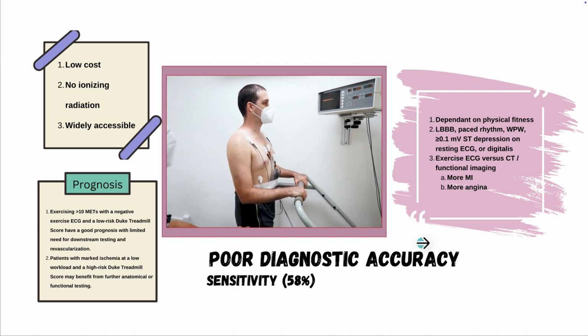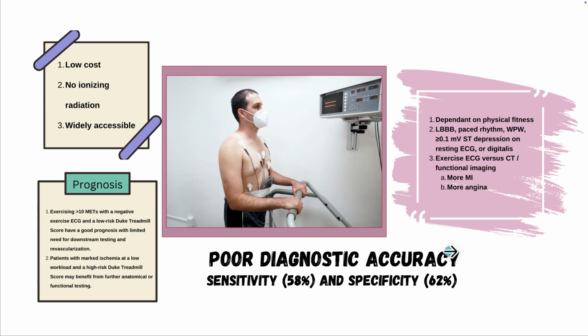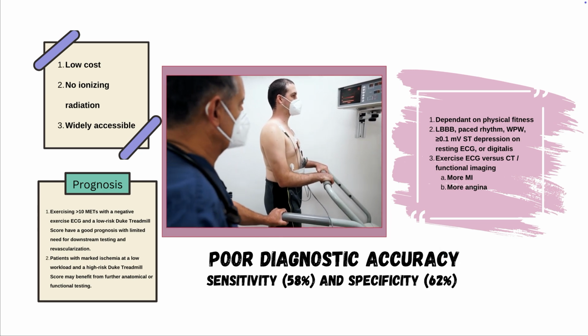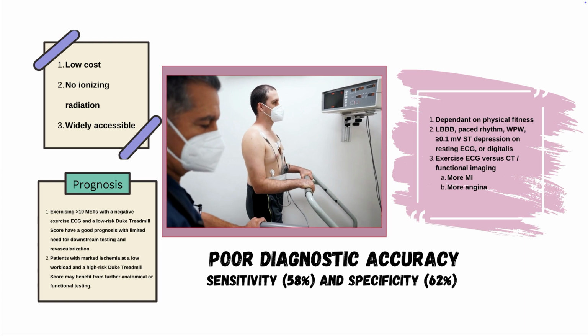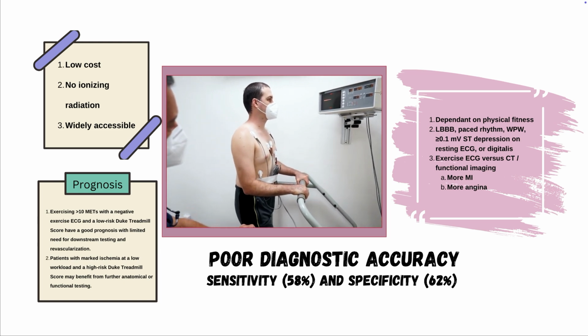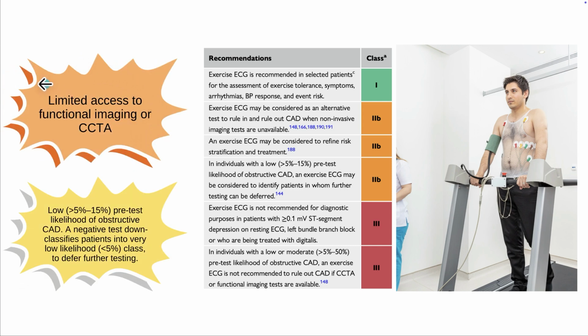The sensitivity of the exercise ECG is 58% and the specificity is 62%. And that means that there's a high likelihood of misclassifying almost half of the patients who go for the exercise test. Therefore, exercise testing in the modern era of cardiology has a very limited role. Only in those situations where we have limited access to coronary CT scan or functional imaging, or in patients with a low pretest likelihood of obstructive coronary disease, where a negative test would now classify these patients into very low likelihood, and then further testing will be deferred. But you see, these are class 2B recommendations. They are very weak recommendations. The role of exercise test has markedly diminished.